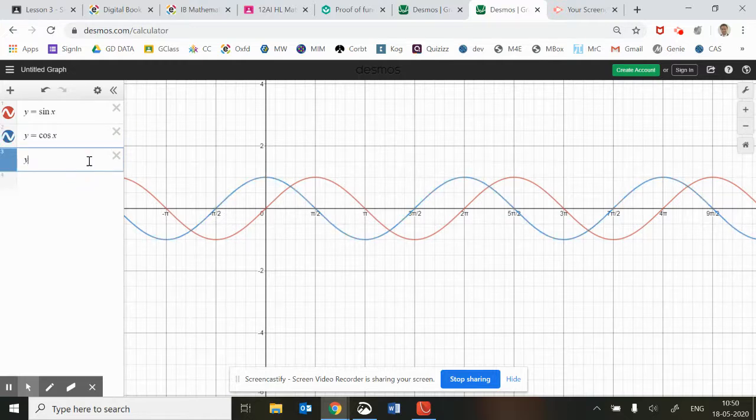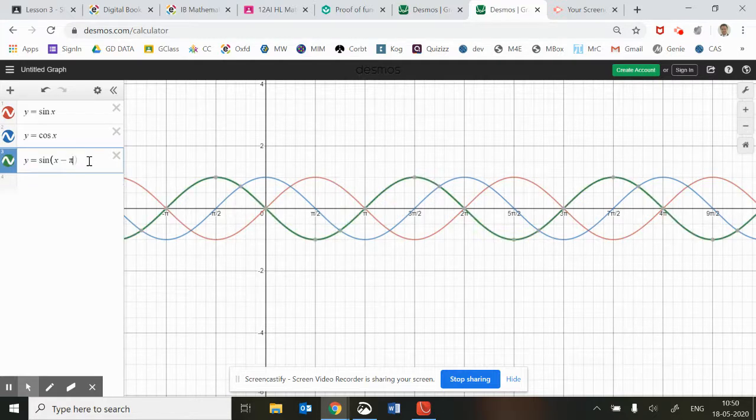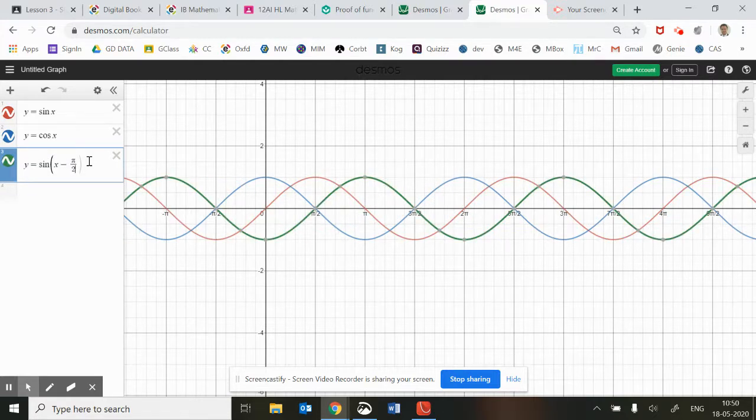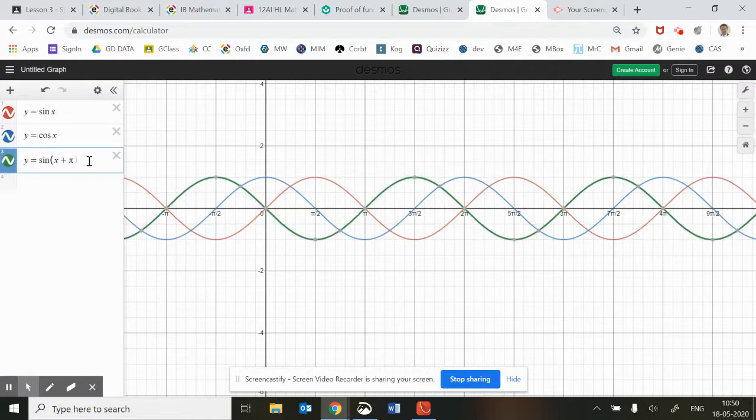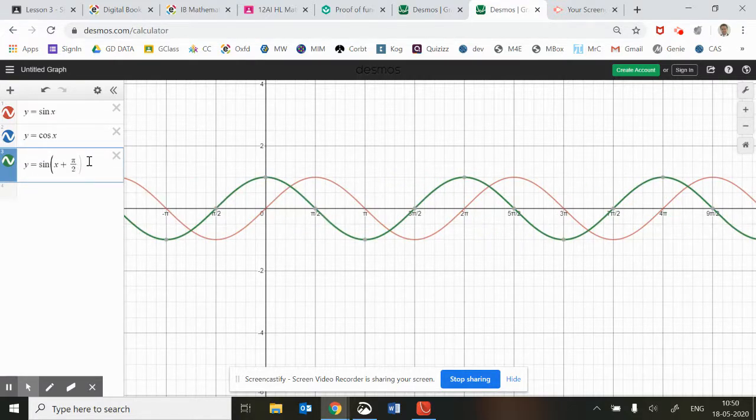So the translation that's required here is, well, let's actually write it down. So let's do y equals sine of x minus pi over 2. Hang on, sorry, I wanted to go backwards. Plus pi divided by 2. Okay, I want to go backwards, so I put a plus in here. It's always the opposite to what we expect. And so that's taken us to the same graph. That's the same as the cos graph.